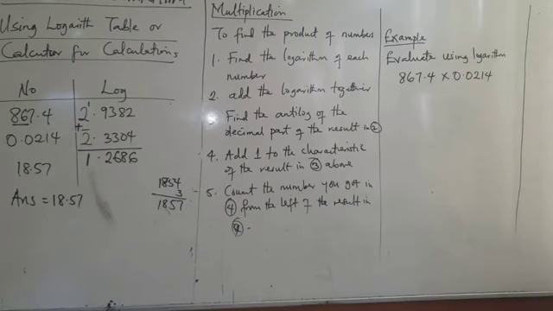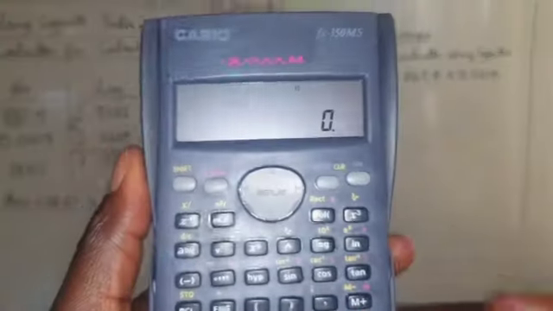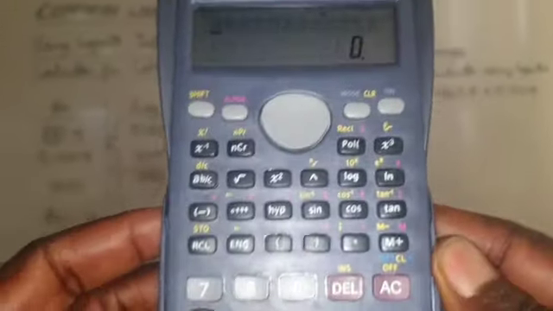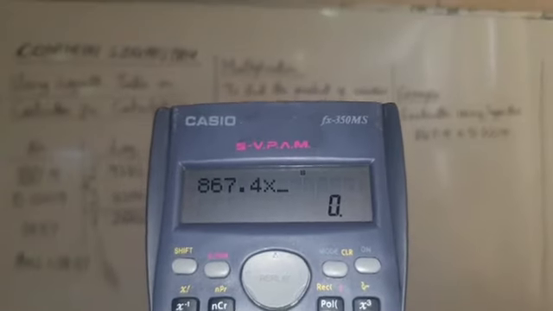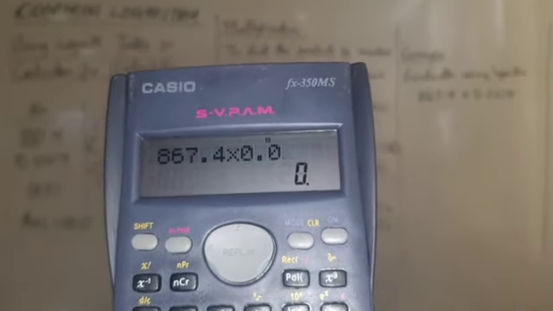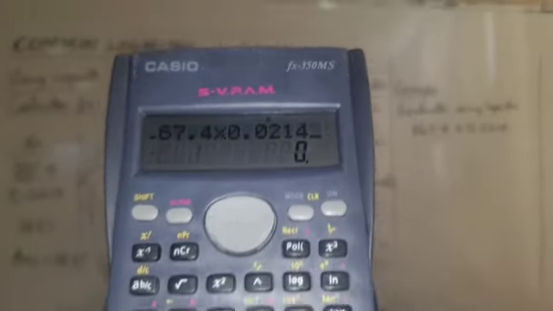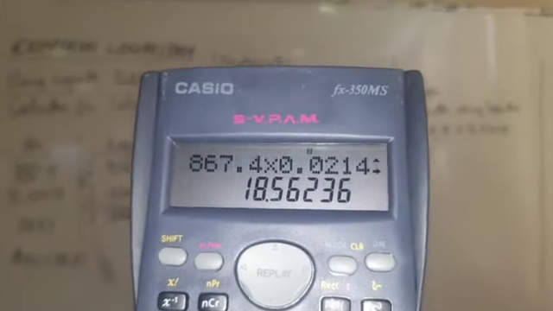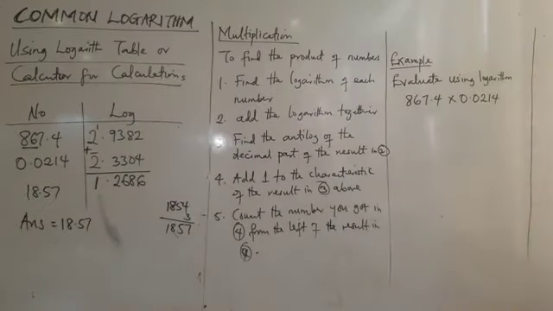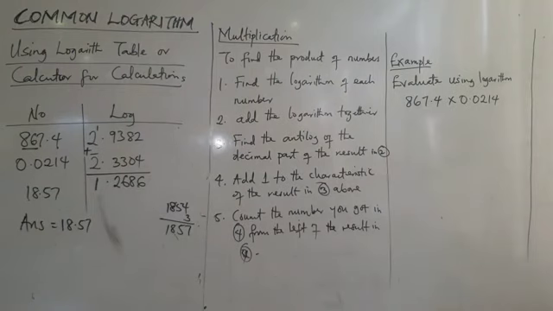Now we can confirm. One thing about this topic is that you can know if you are right or wrong. So let's use a calculator to find whether we're going to get the same thing or not. Here is the calculator. What we have there is 867.4 multiplied by 0.0214. So what do we have as our answer? We have 18.56. And what we have on the board is 18.57. You can see it's very, very correct. It's a difference of what?